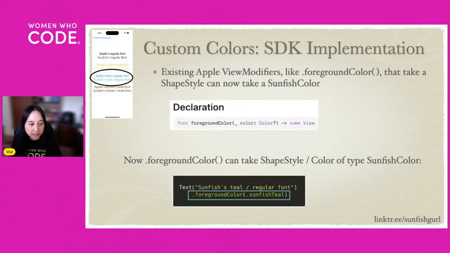Because this means that by extending shape style to include sunfish color, then any existing view modifiers that take a shape style can now take the sunfish color. So this means that now foreground color can take the shape style of type sunfish color.